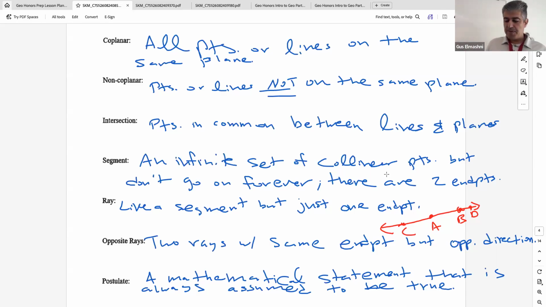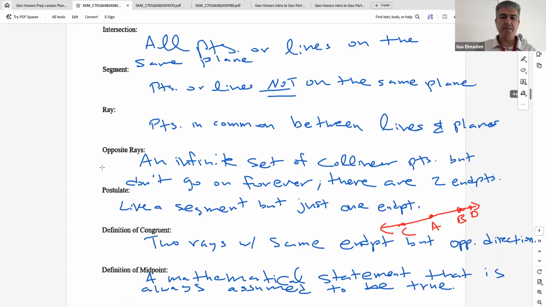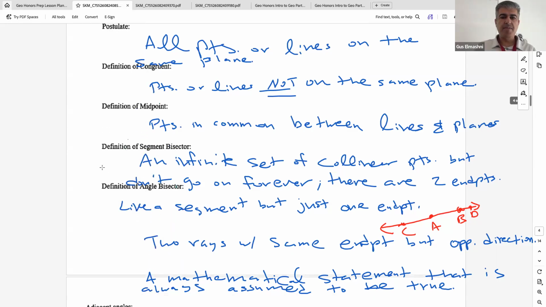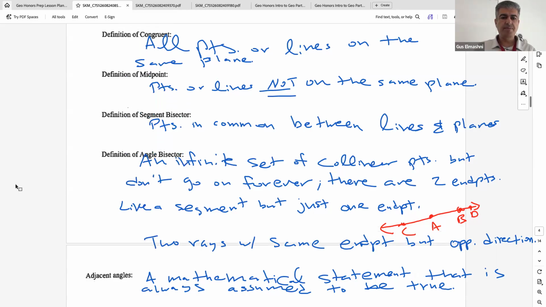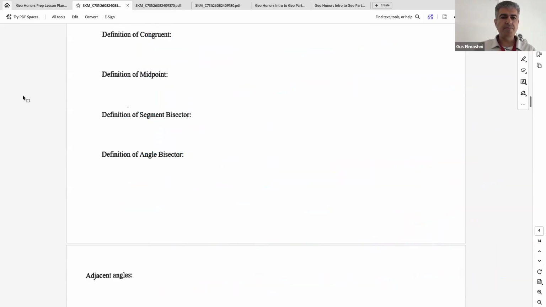All right, let me freeze that. If you're still simmering on this, I'm going to keep going. A mathematical statement, I have right there. Definition of postulate. Oh, it's just where you locate angles. Don't worry about that.